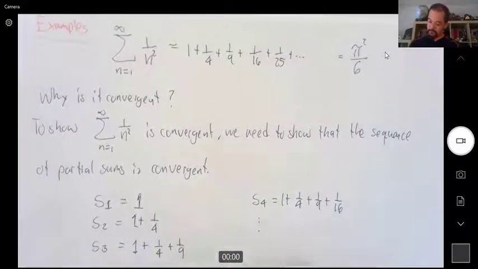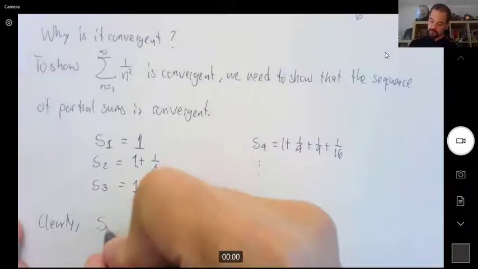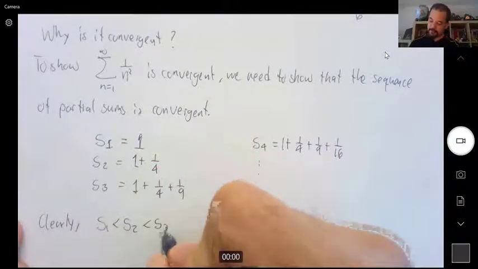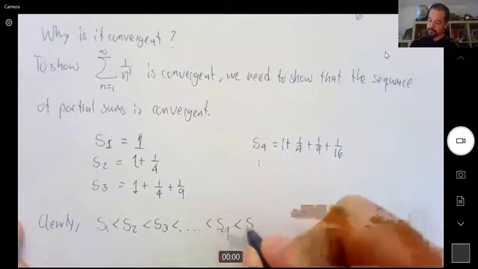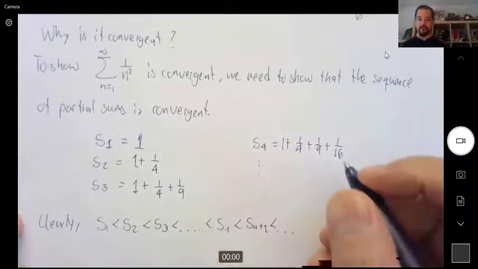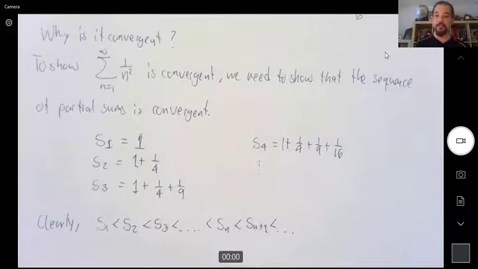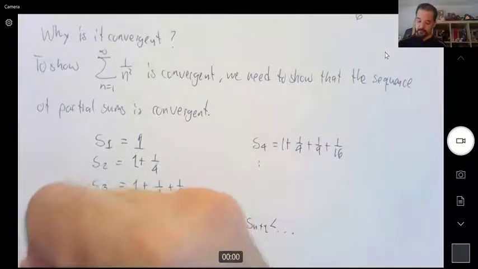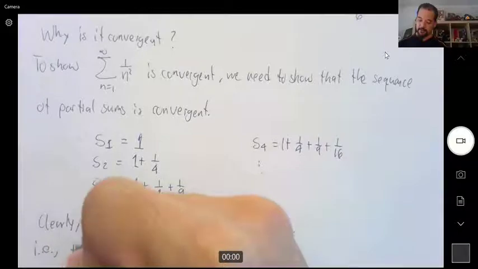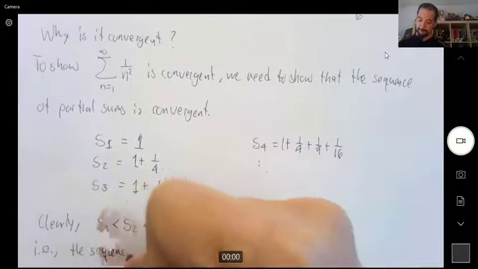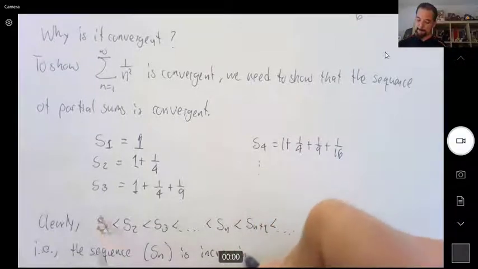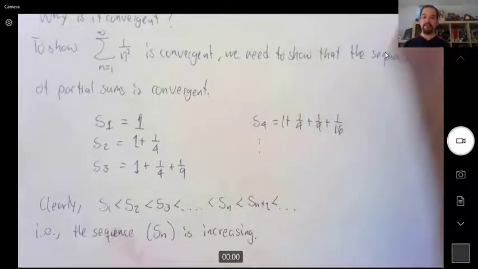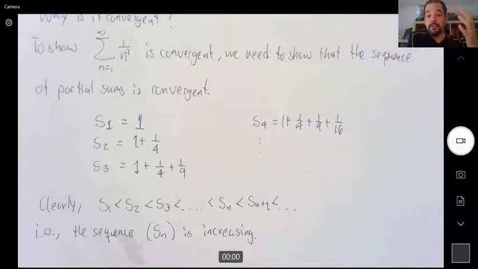So, of course, S1 is less than S2, which is less than S3, etc., right? These are all getting bigger and bigger. So it's not only monotone, it is increasing. I'm going to write here, i.e., the sequence Sn is increasing. Okay, so that's half the work. We already know it's increasing.